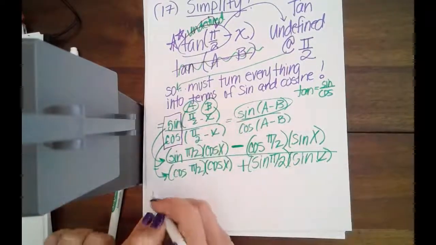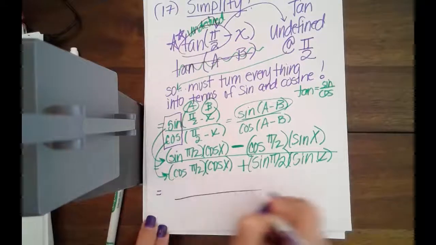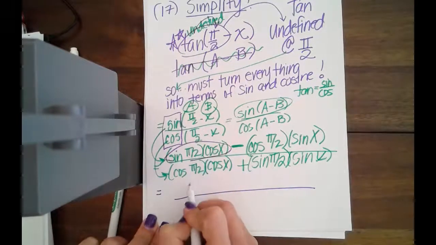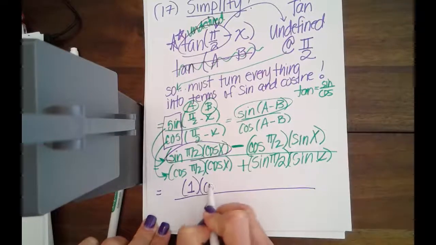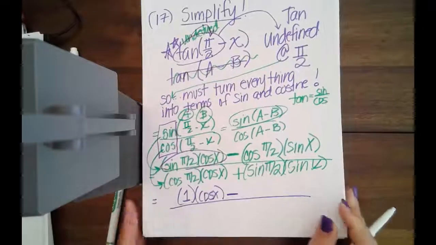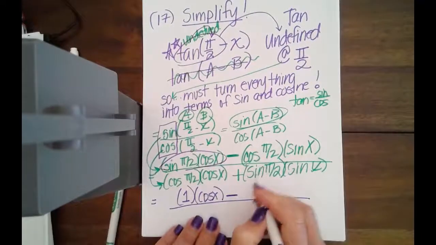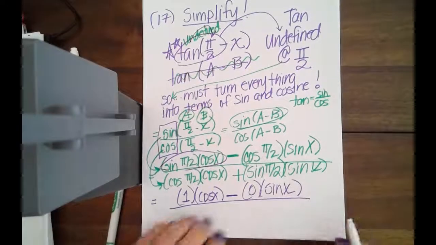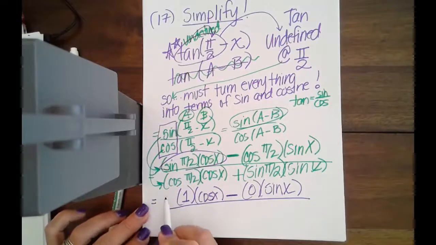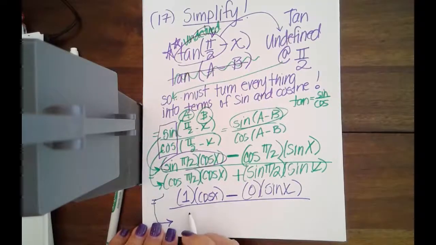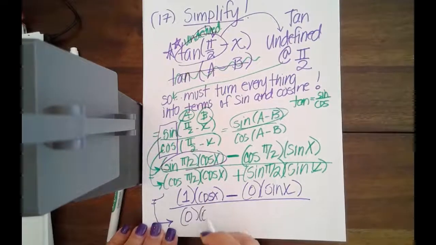Okay, now let's see what we've got here. Here's my fraction bar. Let's take a look at this guy. Well, the sine of pi over 2 is 1. Cosine of x, you're just going to bring that term down. All right, subtract from that the cosine of pi over 2. Well, the cosine of pi over 2 is 0, and you're going to multiply that by sine x. Downstairs, we're going to have, let me make a little arrow, cosine of pi over 2 is 0, and that's going to be times cosine x.